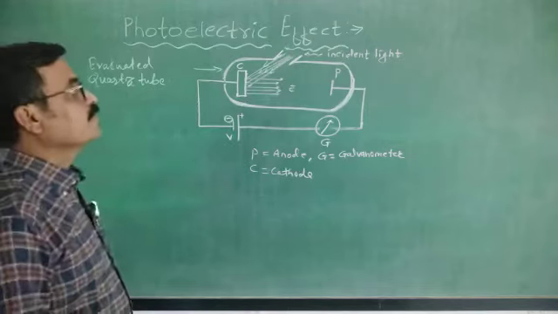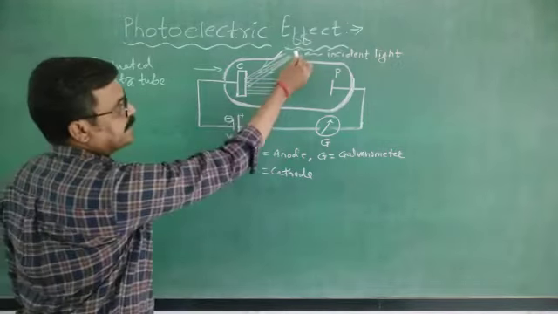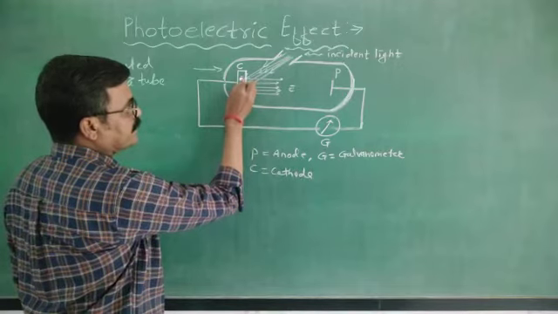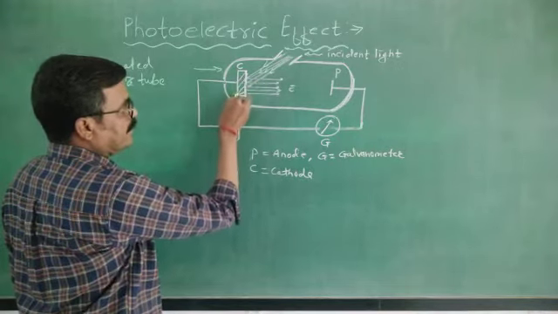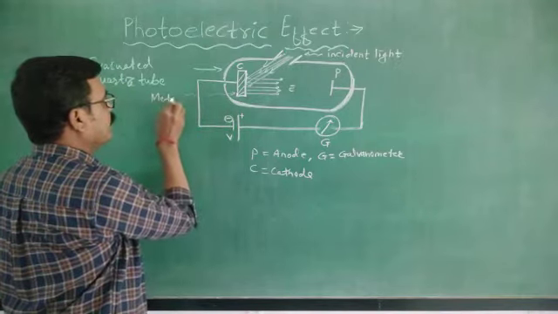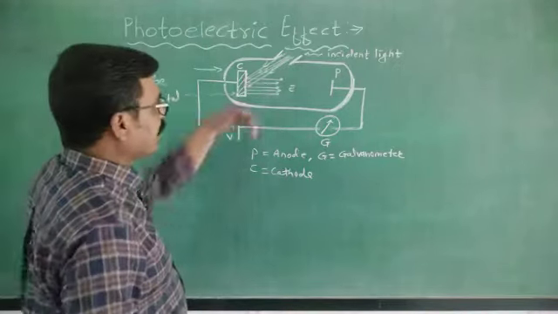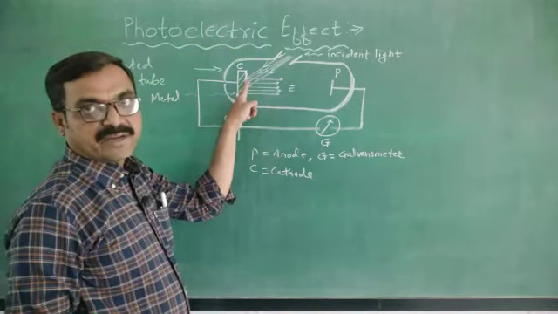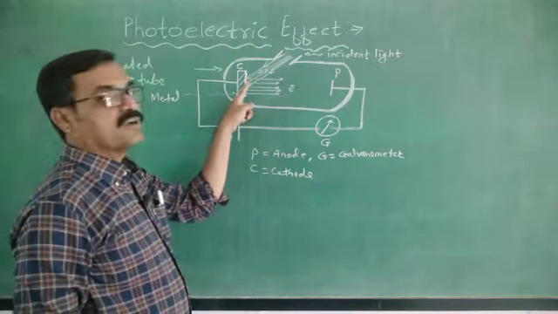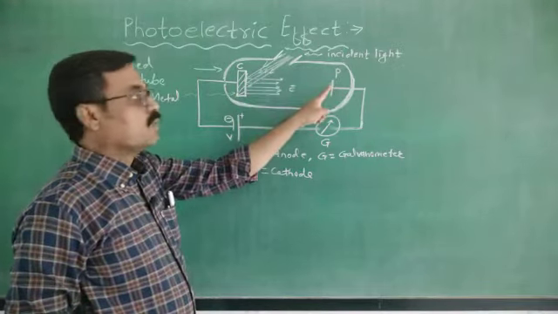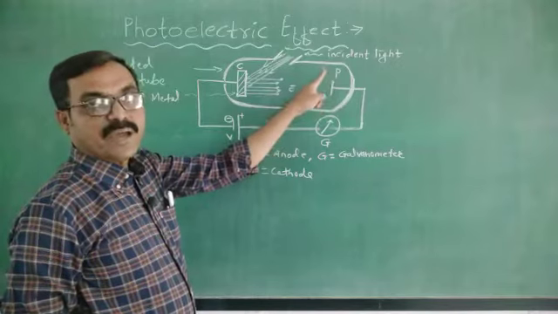Now see, when light is incident on this metal surface, here this is the metal. Are you getting clear? This is a particular metal. Due to incident light, the electrons from this metal are ejected, and these electrons are negatively charged. That's why they get attracted towards the positive anode.